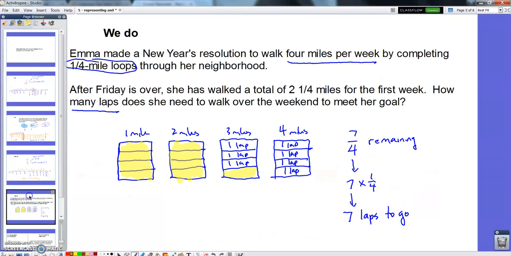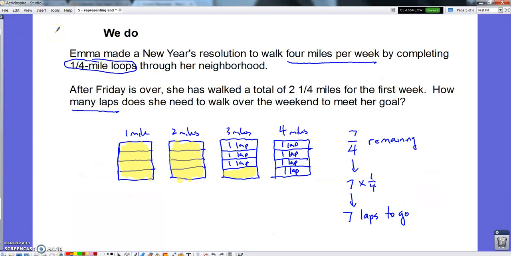So here is yesterday's version of how we worked this problem. Emma made a New Year's resolution to walk 4 miles a week by completing 1/4 mile loops in her neighborhood. After Friday is over, she has walked a total of 2 1/4 miles for the first week. How many laps does she need to walk to meet her goal over the weekend?